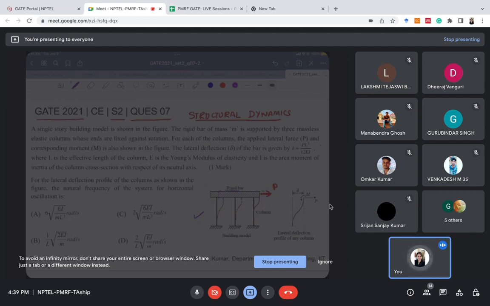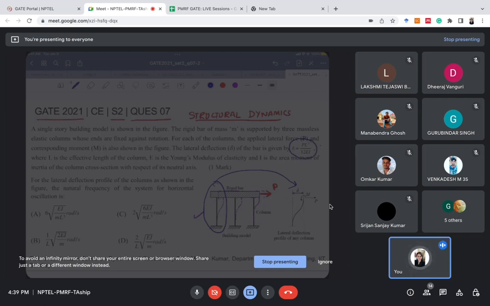I hope it is clear, right? If we apply a lateral load P, this is how this model should deform. In the next figure, this same deflection pattern is shown in a zoomed out form. This is the same bar which is deflected horizontally, the value of horizontal deflection is given as delta, which is given as PL cube by 12 EI.